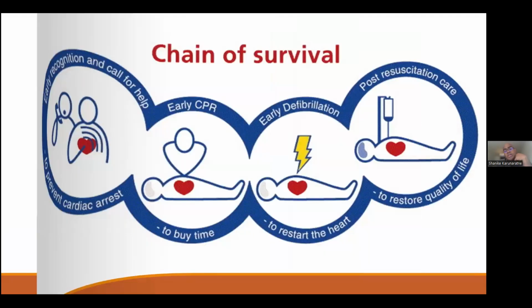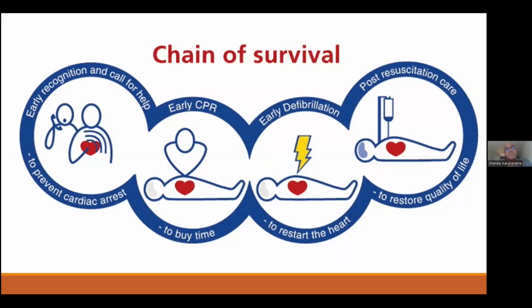So the chain of survival has these 4 components where we have to early recognize a deteriorating patient, then start CPR early, then defibrillation. And not only that, once the patient is resuscitated back, we should not stop things there. The post-resuscitation care is of paramount importance to restore the patient back to his normal physiology. So please remember these 4 key areas of the chain of survival from this lecture.